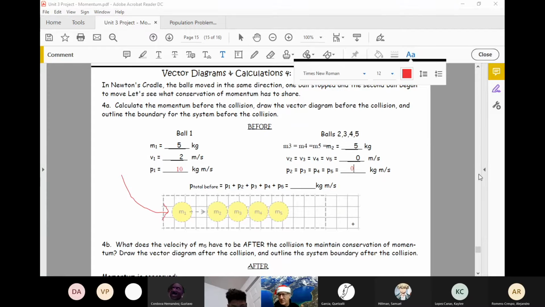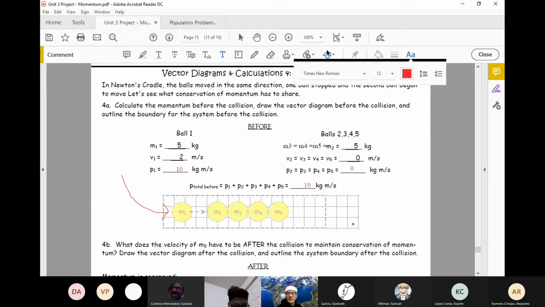Next is Gus. What do we get for the total momentum before the collision? 10. Yeah, you just go 10. That was P1, huh? 10 plus 0 plus 0 plus 0 plus 0 makes 10. Simple enough, right?